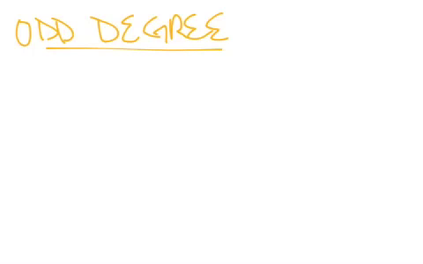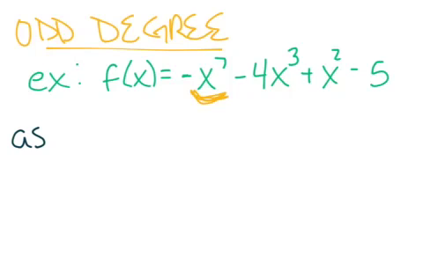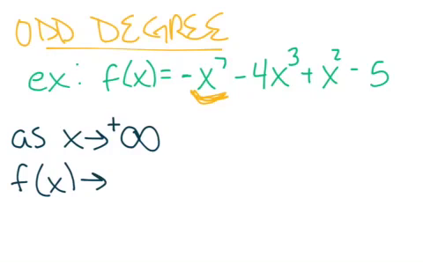But this time with a negative leading coefficient. So let's use the example f of x is equal to negative x to the 7th minus 4x to the 3rd plus x squared minus 5. All right, so if I focus on the negative x to the 7th, if I want to do my end behavior as x goes to positive infinity, then I can determine what does the graph y equals go to.